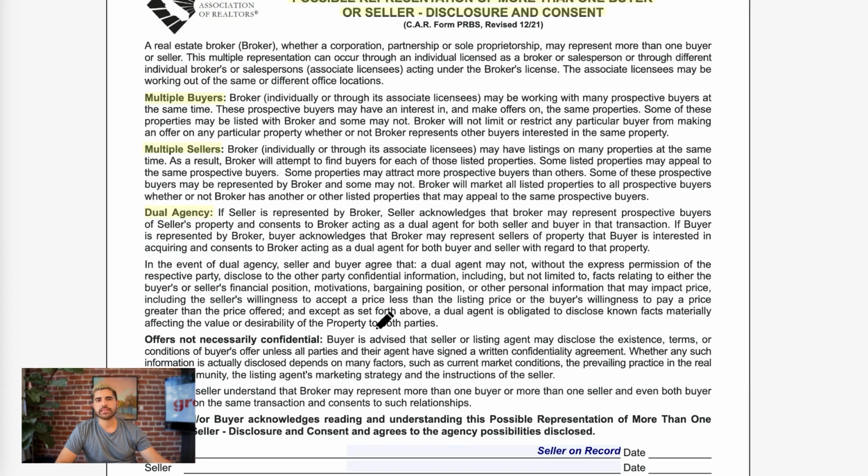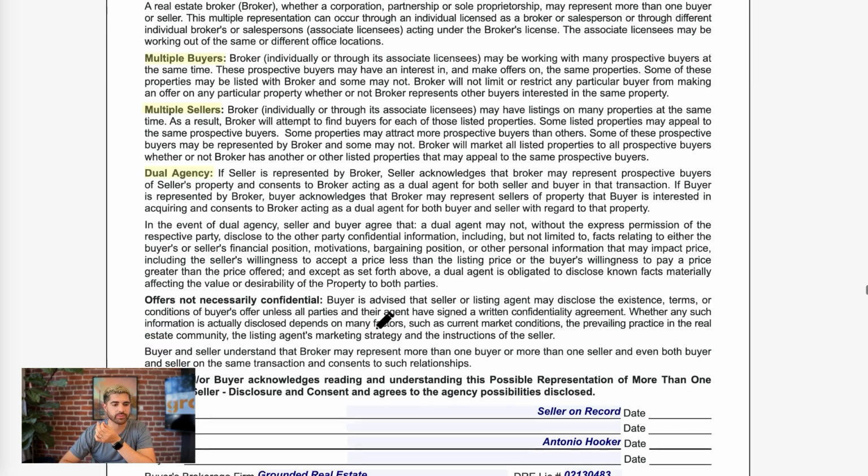And then we have the possible representation of more than one buyer or seller. So this document basically outlines that I can be working with multiple buyers and multiple sellers at the same time, that you and another buyer could be interested in the same property and I could write offers for both of you, but I would have to disclose that I'm writing the offer, not what's in the offer. So if John Doe and Sally Joe are both writing offers, I have to tell Sally Joe I'm writing an offer for John Doe, and I have to tell John Doe that I'm writing an offer for Sally Joe, but I'm not going to share the contents of those offers and make sure that everything's fair. Same thing with sellers. I can be working with multiple sellers.